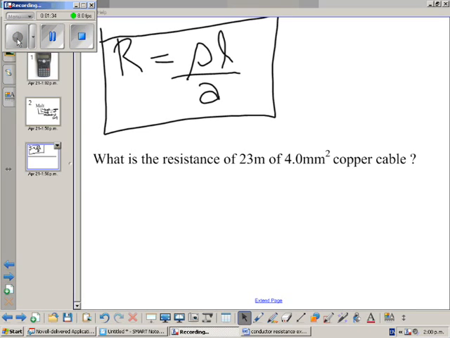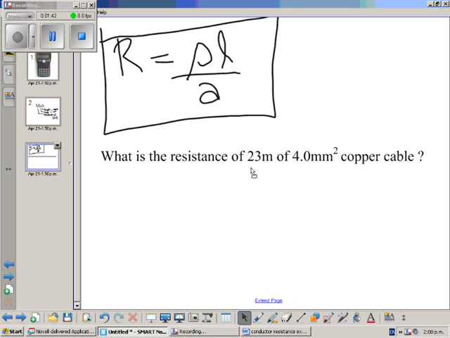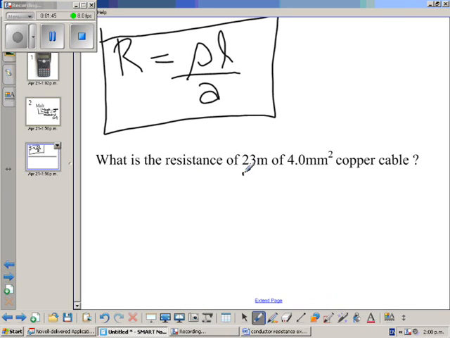Let's look at a question. What is the resistance of 23 meters of 4 millimeters squared copper? So in this one, we know our length. Our length has been given to us there. We know our area, and it's copper cable. So for copper, we know rho. There's our area, 4 millimeters squared. There's our length, 23 meters, and there's our rho, copper. And I know, because we can look it up in a table, that the rho of copper equals 1.72 by 10 to the negative 8.